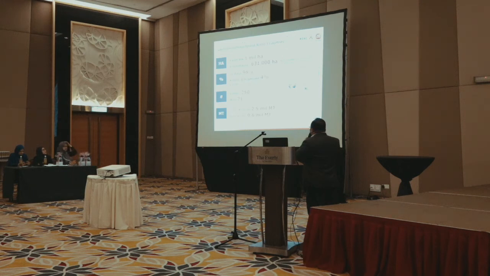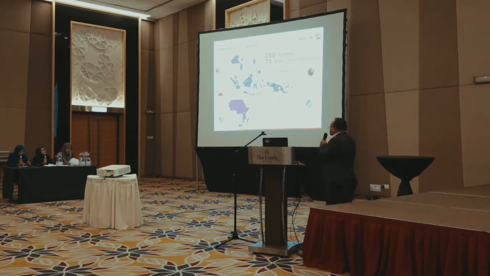So this is our upstream portfolio. We have 1 million hectares of land bank, with 631,000 hectares of planted area, 96% oil palm, 4% rubber and sugar cane. We have 250 estates and 71 mills. We produce about 2.5 million metric tons of crude palm oil a year, and 0.6 million tons of palm kernel. This is where our estates are. In Malaysia, we have 345,000 hectares; in Indonesia, 284,000; Liberia, 220,000; Papua New Guinea, 130,000; and Solomon Islands about 8,000.